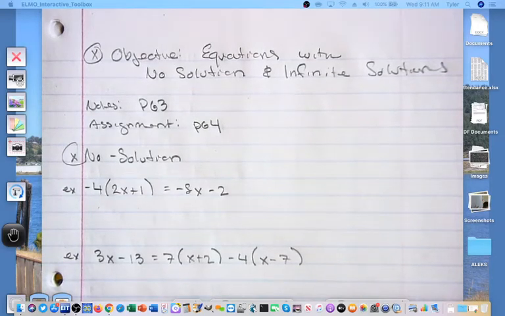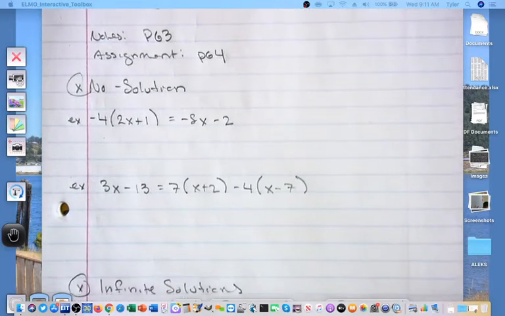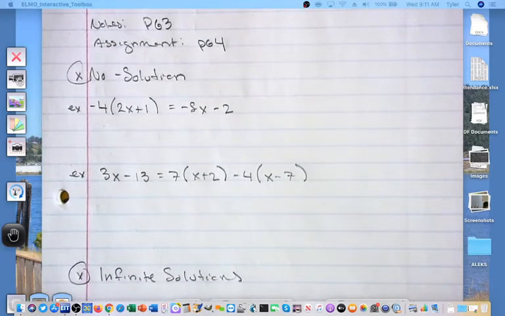I've got a fast one for you today. Today we're going to talk about equations that have no solution and infinite solutions. The notes that I do will be from a single page, page 63, and your assignment's a single page as well, page 64. So what I'm going to do for you guys is I'm going to do two examples that show what you get when you attempt to solve an equation that has no solution. And I'll do two examples that have results that mean infinite solutions. So it's pretty easy to spot, but let's take a look.